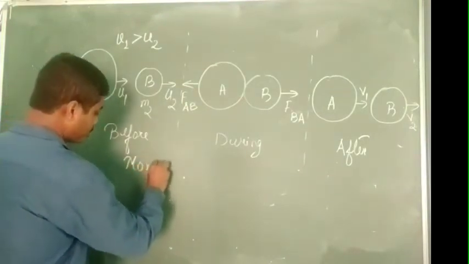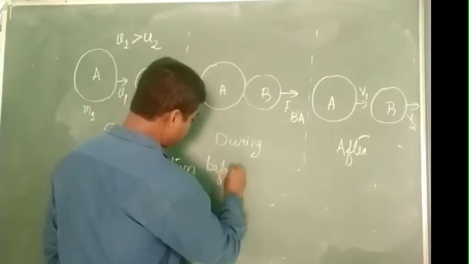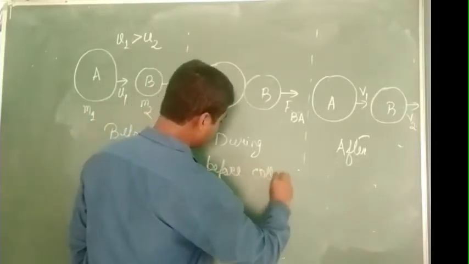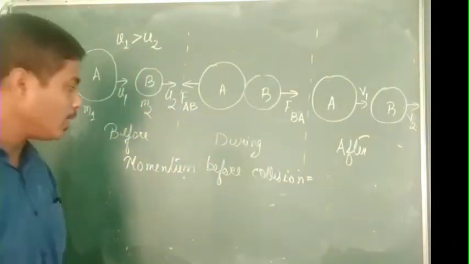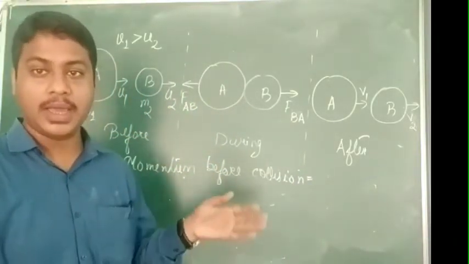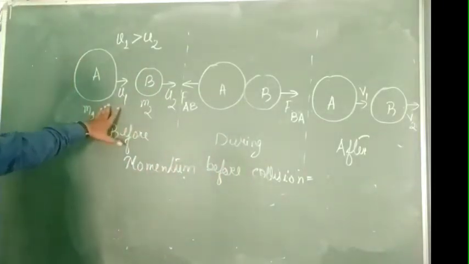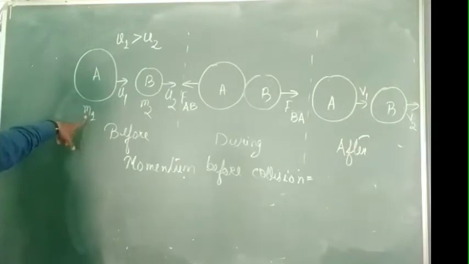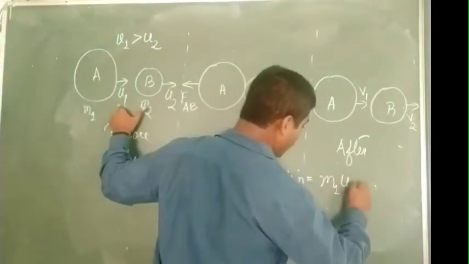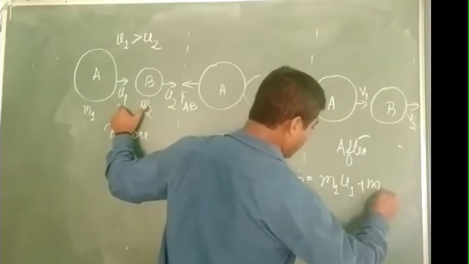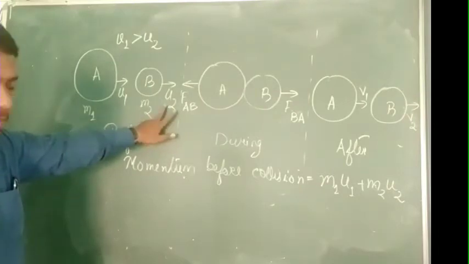Momentum before collision. The formula for momentum is mass into velocity. Before collision, the first object has mass m1 and velocity u1, so the first object's momentum is m1 u1. The second object's momentum is plus m2 u2.